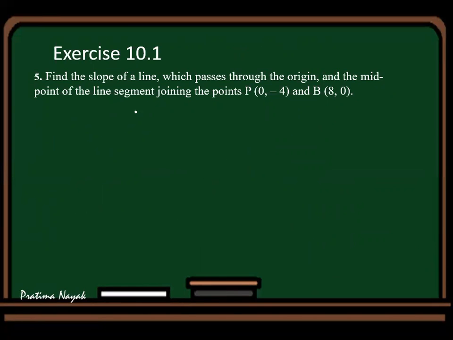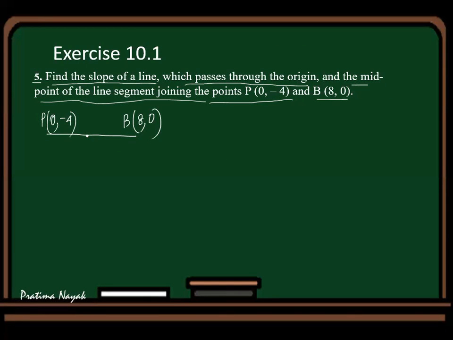Questions number 1, 2, 3, 4 are based on whatever you have learned in class 10, so I am not going to solve them. I am going to question number 5. Find the slope of the line which passes through the origin and the midpoint of the line segment joining P (0, minus 4) and B (8, 0). I'll get the midpoint of this, take the origin, and get the slope of OA. So first I'll get A.